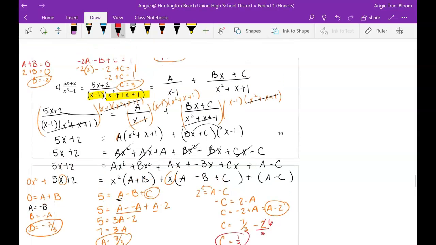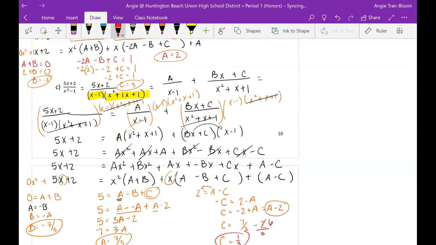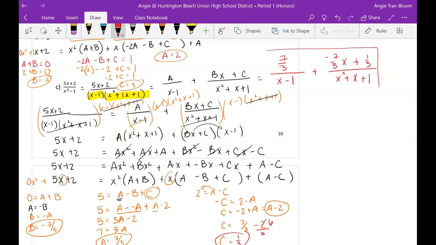Let's plug it back in here and box it up, okay? A is positive 7 over 3. That's my number. My denominator is that, plus b is negative 7 over 3x. C is 1/3. All over your quadratic, non-repeating quadratic, that is. Okay, and that is, my students, the beautiful answer for decomposition.